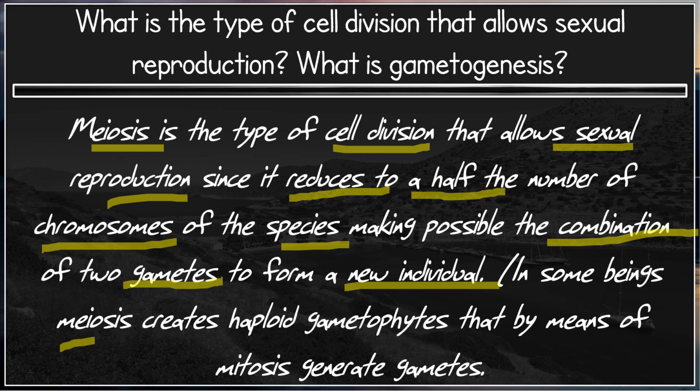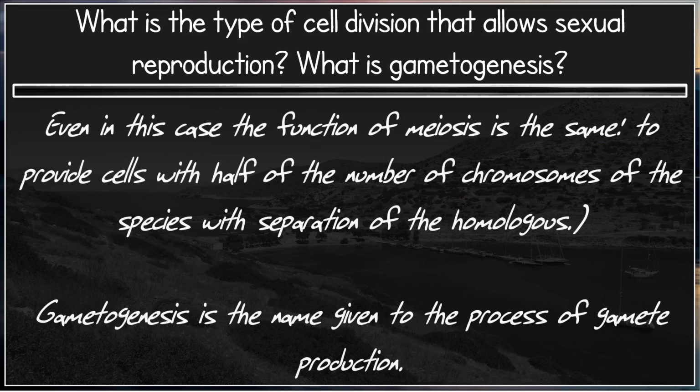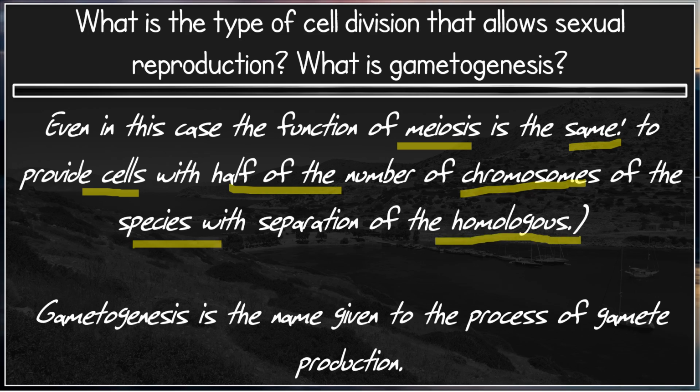In some beings, meiosis creates haploid gametophytes that, by means of mitosis, generate the gametes. Even in this case, the function of meiosis is the same: to provide cells with half the number of chromosomes of the species with the separation of the homologous. Gametogenesis is the name given to the process of gamete production.